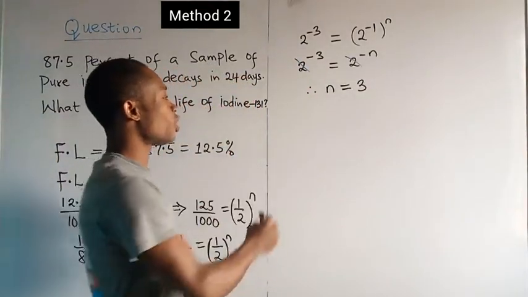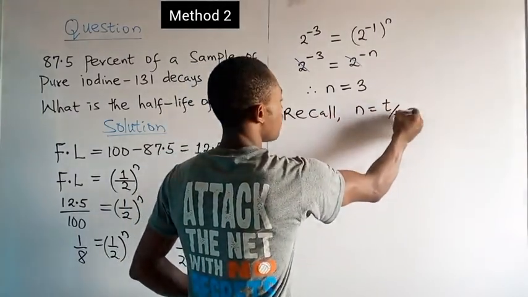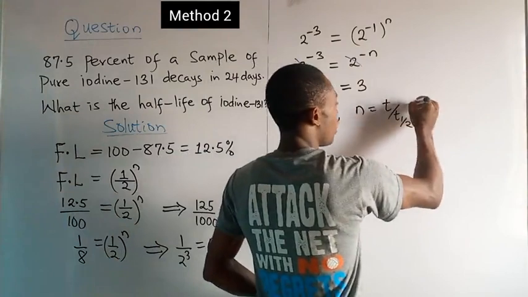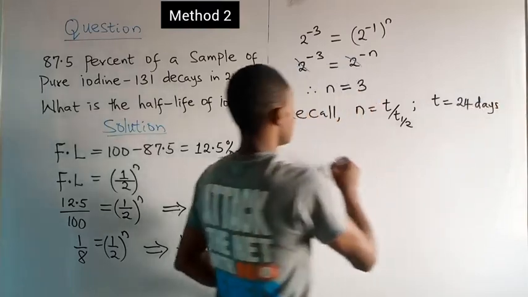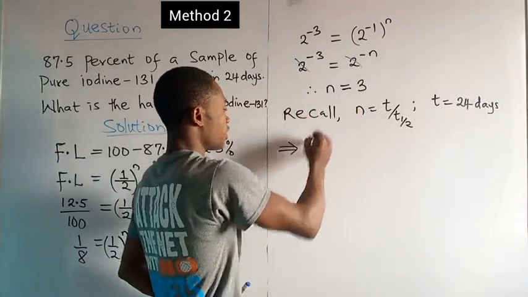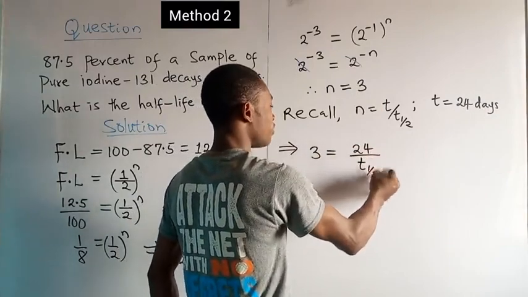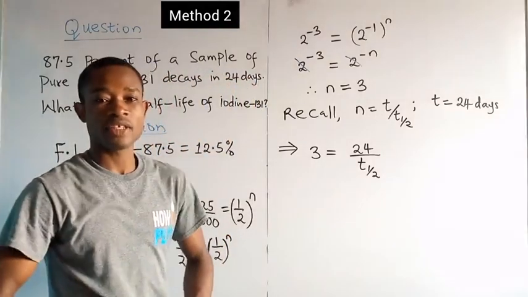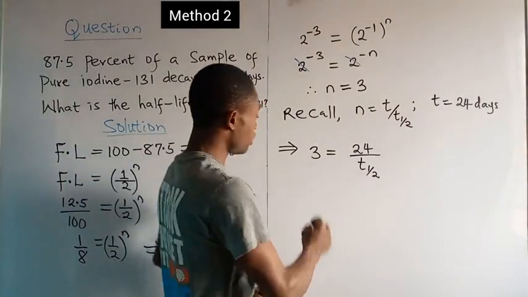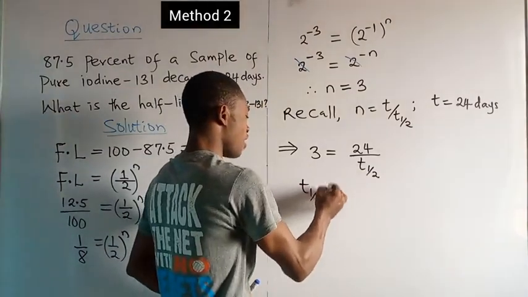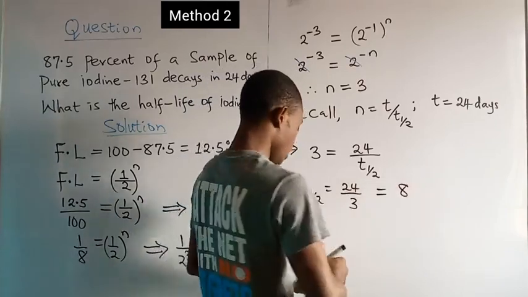Having obtained n to be equal to 3, once again recall that n is equal to t over t half, where of course our t is given to us in the question to be 24 days. So if we substitute that, in place of n we put 3. That's equal to 24 divided by the half-life, t half. Cross multiplying and dividing both sides by the coefficient of t half, which of course is going to be 3 here, we shall have that t half is equal to 24 over 3, which gives us 8 days.